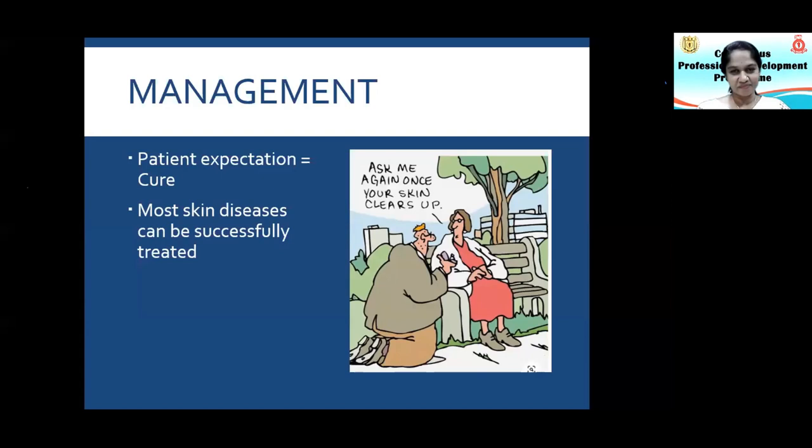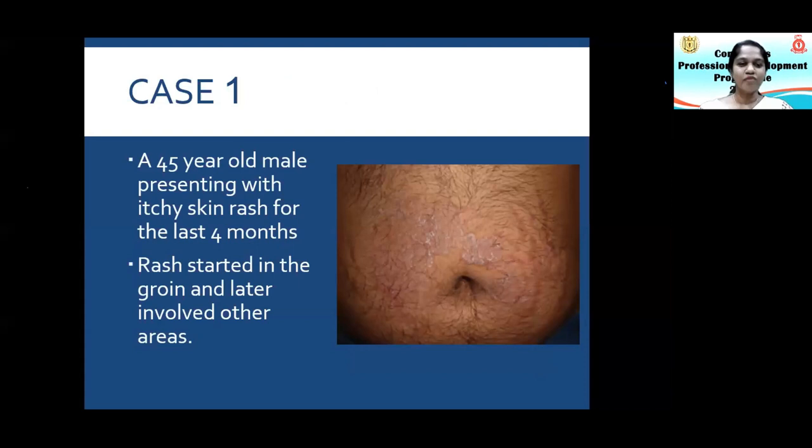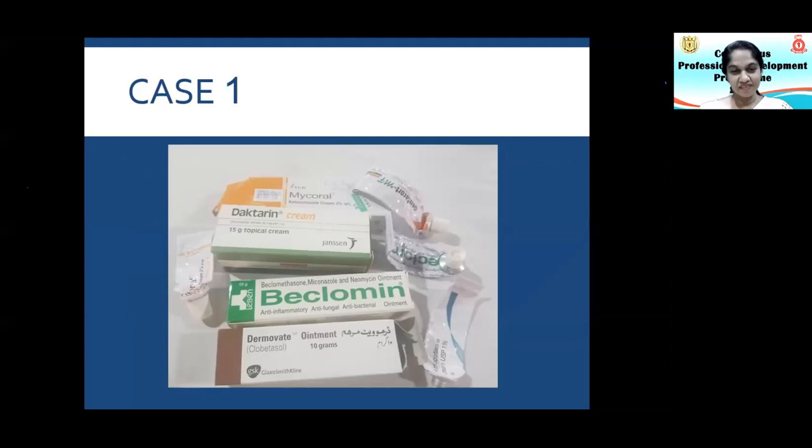So now we will move on to the actual cases. Case number one, a 45-year-old male presenting with an itchy skin rash for the last 4 months. This rash started in the groin and later involved other areas. So these are the medicines that he came with. When it comes to skin problems, people have the tendency to collect all these empty tubes and boxes, which is sometimes a nuisance for us, but sometimes it can be helpful to know what medication the patient has received.